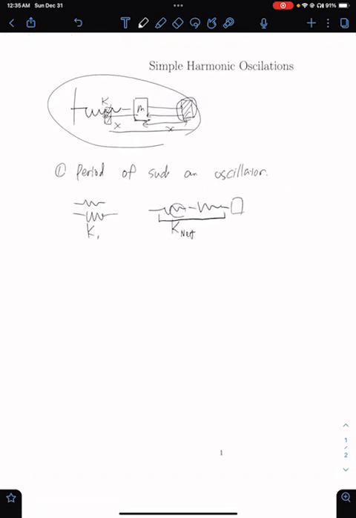And the period of an oscillator, often denoted as T, is how long it takes for the oscillator to oscillate once. So the unit of the period is seconds, and this is often denoted as 2 pi square root of k over m. That's often denoted as the period.